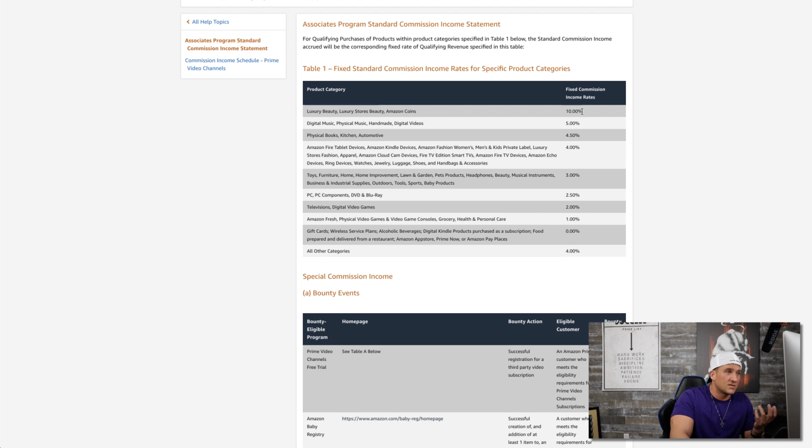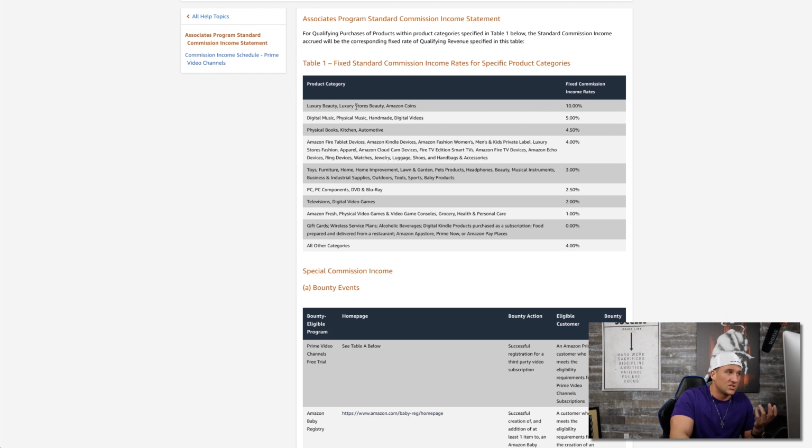So you can see right here that the commission rates are 10% at the top, which is luxury beauty, luxury stores, and Amazon coins. And then it drops down to 5%, 4.5%, 4%, 3%, and even lower. So you can see you don't get high commission rates. I'm not saying you can't make much money.